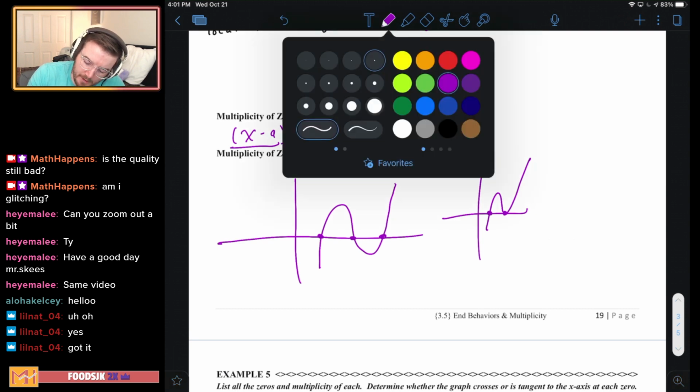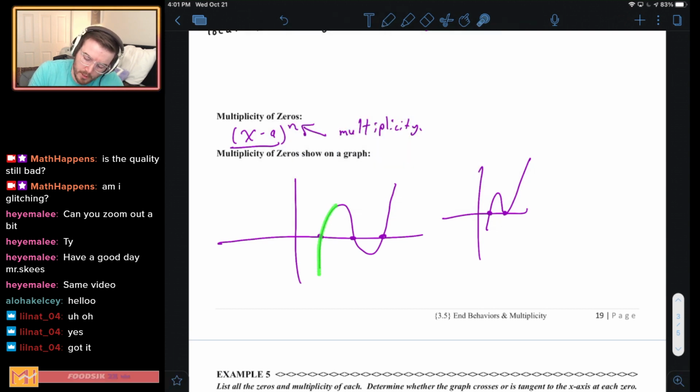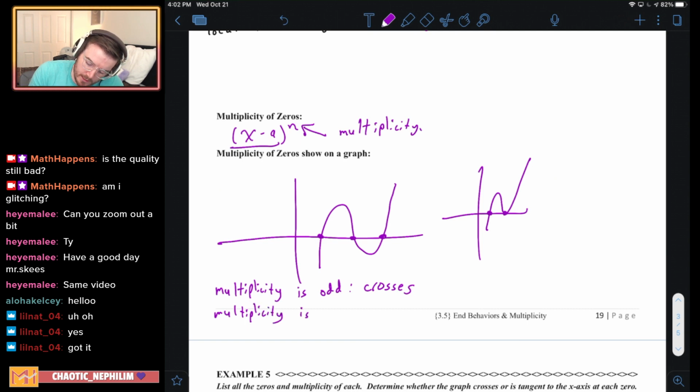You see how the graph crossed through? It went sliced right through, right through, right through. Here it went right through and then bounced and went back up, right? We're focusing on where it's crossing or touching the x-axis. Well, if your multiplicity is odd, it crosses. If your multiplicity is even, it bounces, as I like to say.